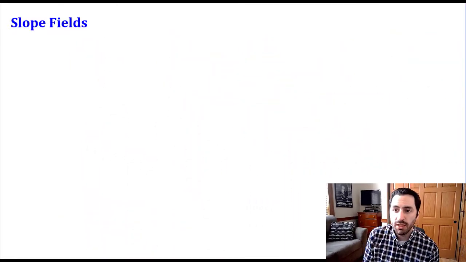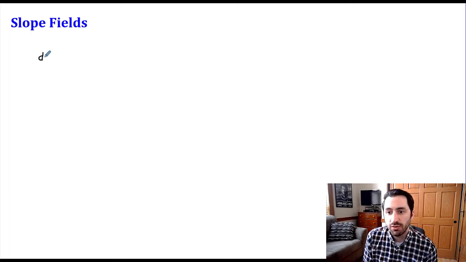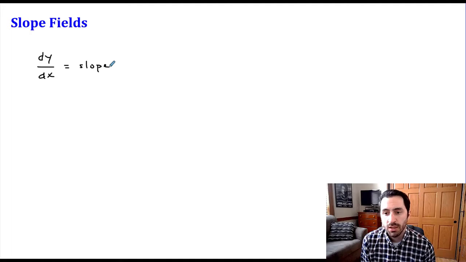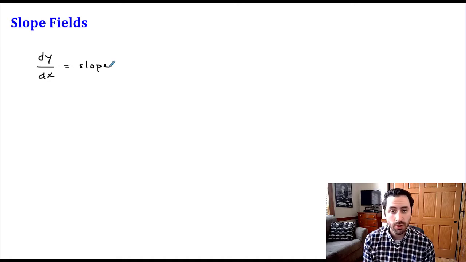So the first thing that we need to remember is that when we're looking at a differential, dy over dx, we have to remember that this represents the slope of the tangent line. So dy over dx, that is the change in y divided by the change in x, which is the slope. So if I know a specific point that I'm looking at, dy over dx is going to represent the slope of the tangent line at that specific point.